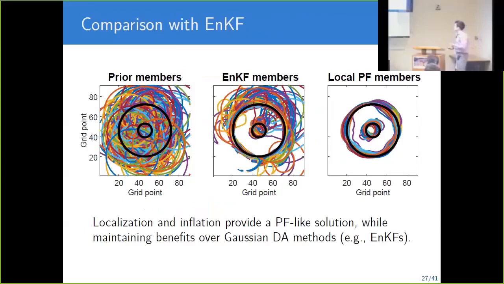All right, and so when all that is said and done, you could say this localization and inflation provides a particle filter like solution while maintaining some of the benefits of the Gaussian methods. And so if you apply an ensemble Kalman filter for the same problem, this method does pretty well near the observations, but for the unobserved quantities in your system, where it relies entirely on multivariate linear regression, you start to see some issues. And so what it gives you is a set of very asymmetric storms.